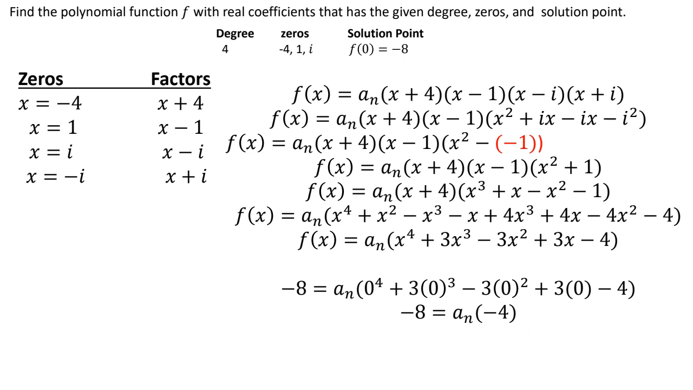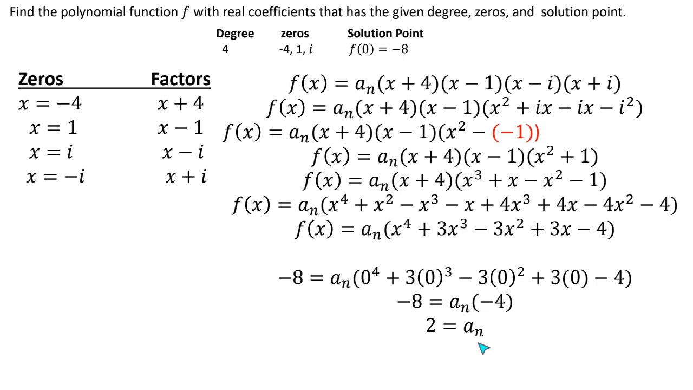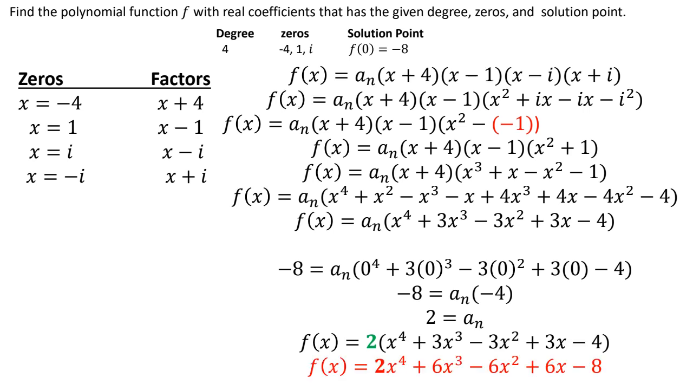And I end up with -4, divide by -4. So a_n is equal to 2. So if I plug that in, it's going to look like this. I'm going to distribute it into the parentheses. So we get 2x to the 4th plus 6x cubed minus 6x squared plus 6x minus 8. And that would be our polynomial.